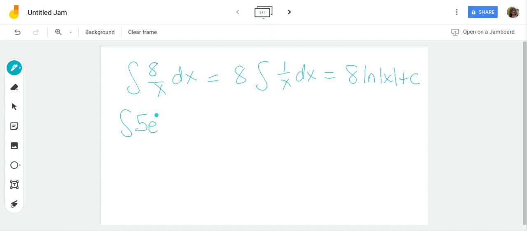Here's another one, 5e to the x dx. Well, that's just 5 times e to the x, and we know e to the x is its own derivative and its own integral. So there's our answer. Boom, done. All right, what about one like this?